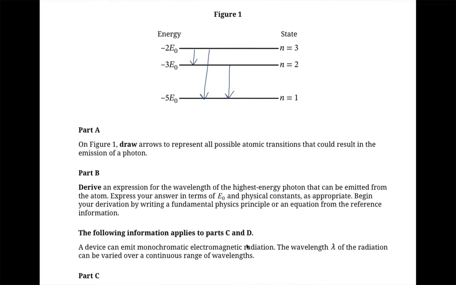For part B, derive an expression for the wavelength of the highest energy photon that can be emitted from the atom. Express your answer in terms of E naught and physical constants as appropriate. So it seems like the highest energy emission is going to be from n equals 3 to n equals 1 state, because that'll be the largest change in energy for the atom. So we'll start that here.